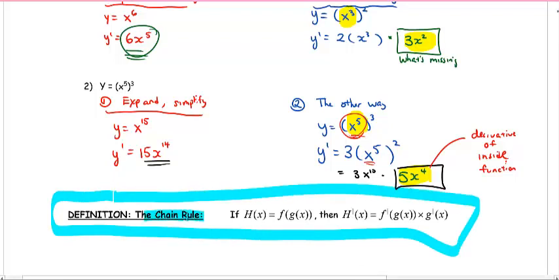So the chain rule is for composite functions, okay? So how to take the derivative of composite functions. So if I have a function h of x and it's a composite function, it's made up of two separate functions, f of g of x, then the derivative of h is equal to, now look at this, f prime of g of x. So this here represents the derivative, and please write this down, of the outside function.